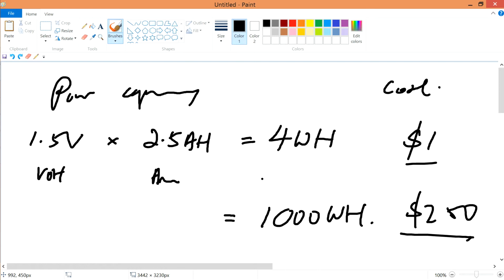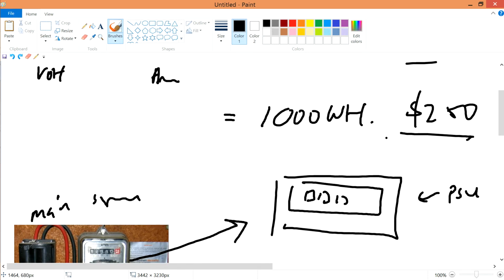At least in the whole sense, you got to know that the power capacity is calculated in this way, along with the price and the cost. So, see you in the battery video.